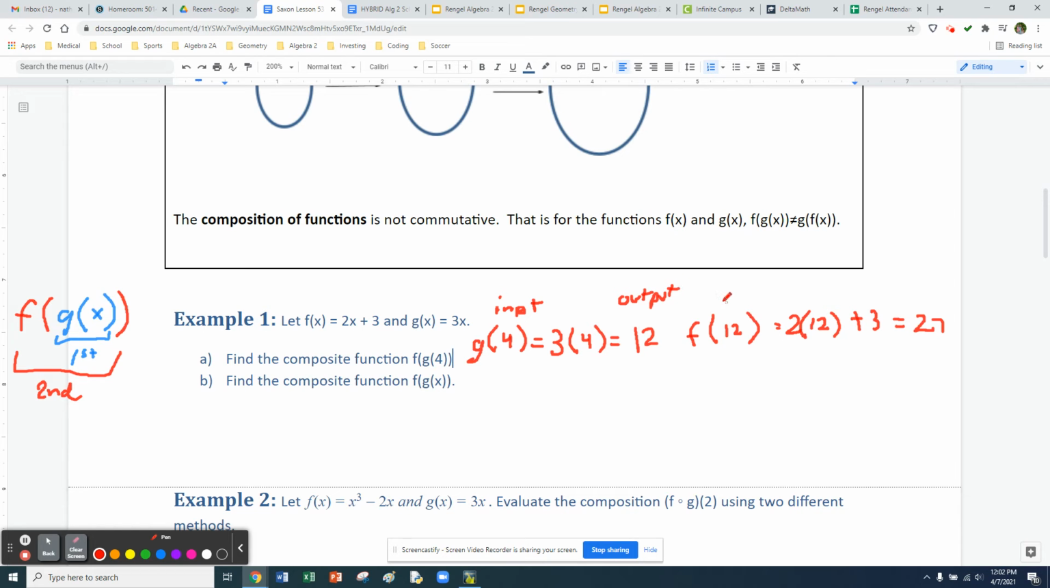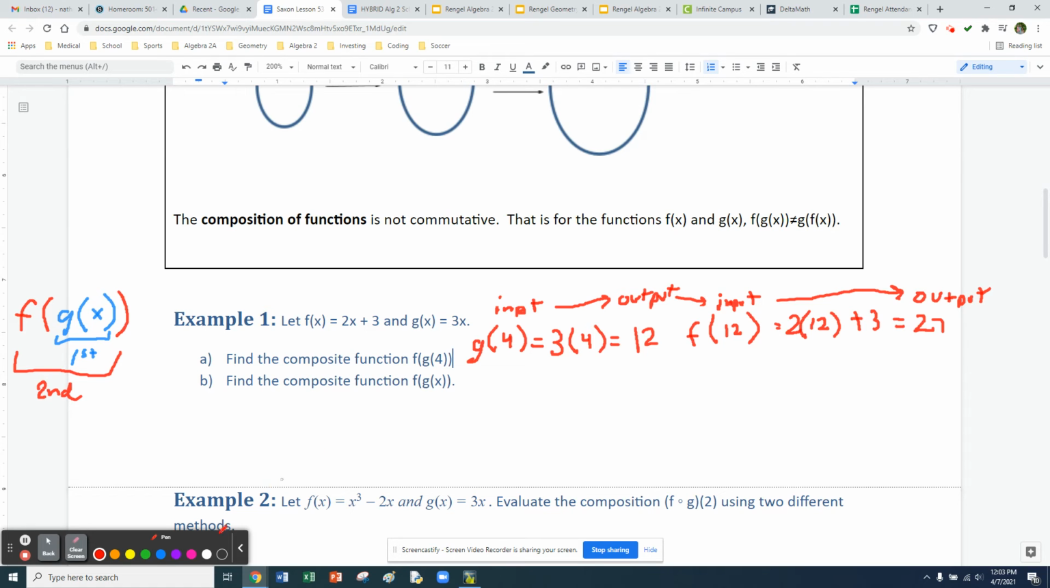That output now becomes the input into my next function. I'm just doing another function back to back, and I get my final output. So there's our action that happens to complete our composition of functions.